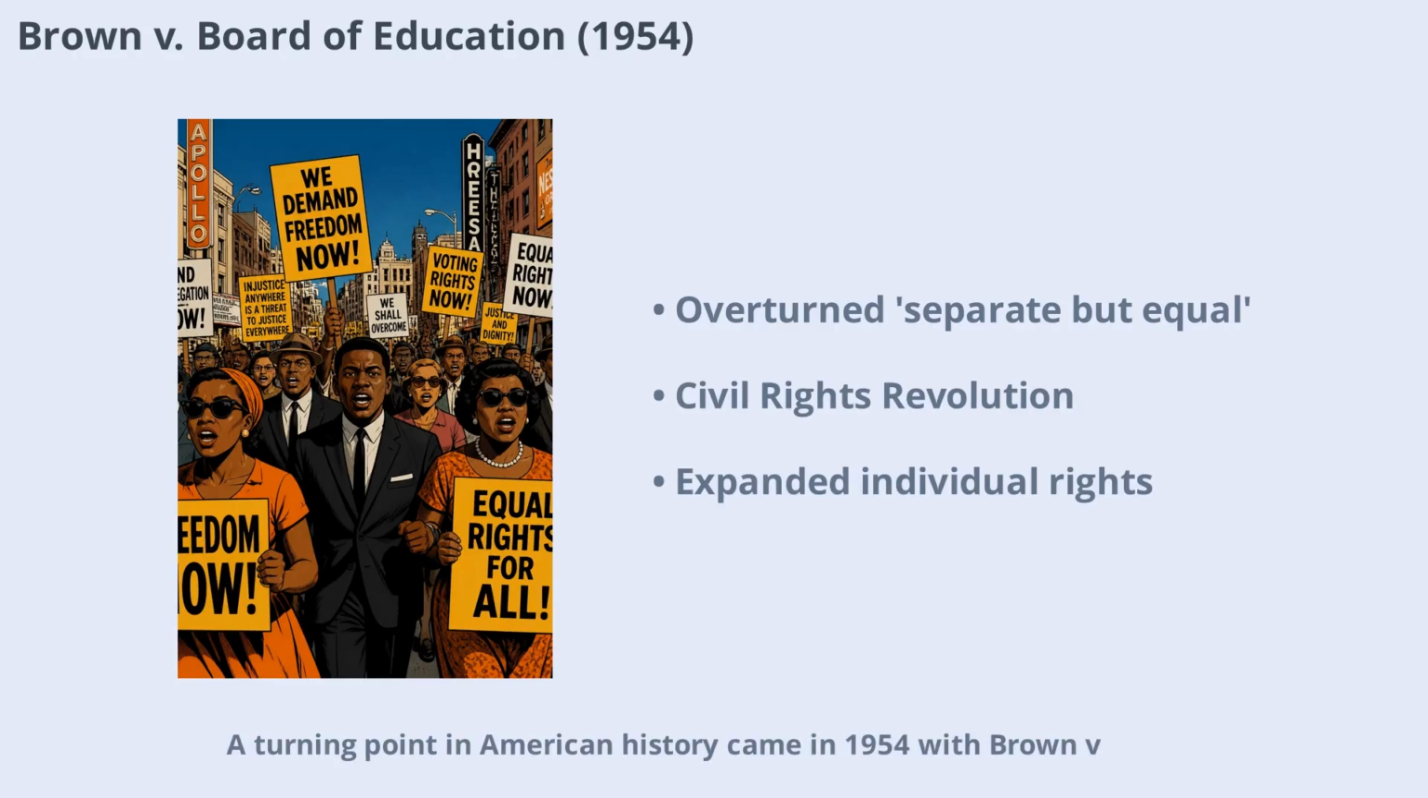A turning point in American history came in 1954 with Brown v. Board of Education. The Supreme Court unanimously overturned Plessy v. Ferguson, declaring that separate educational facilities are inherently unequal.